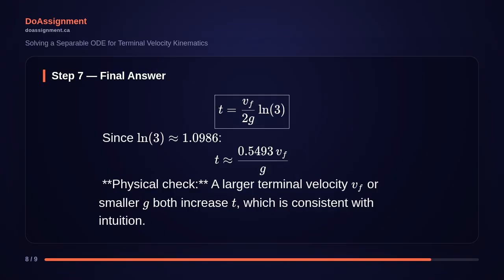The final answer is t equals vf divided by 2g times the natural log of 3. Numerically, since the natural log of 3 is about 1.099, this equals approximately 0.549 times vf over g. This is physically consistent. A larger terminal velocity or smaller gravitational acceleration both require more time to reach half the terminal speed.